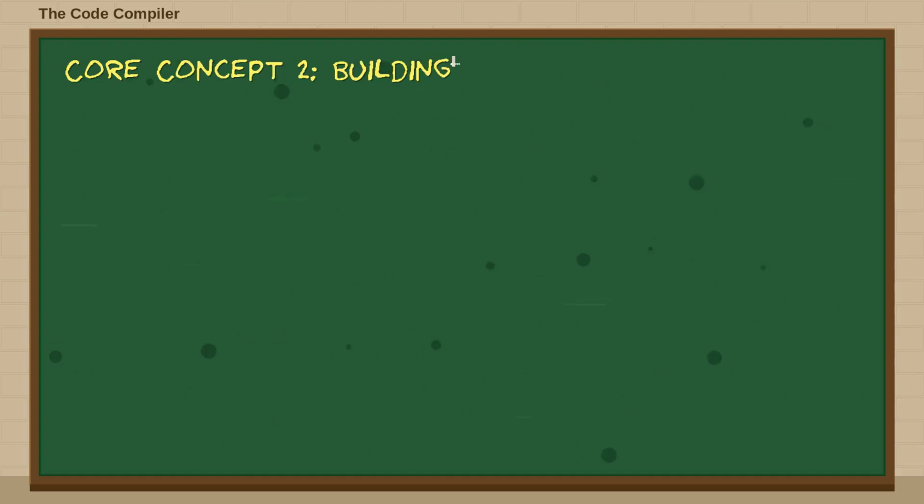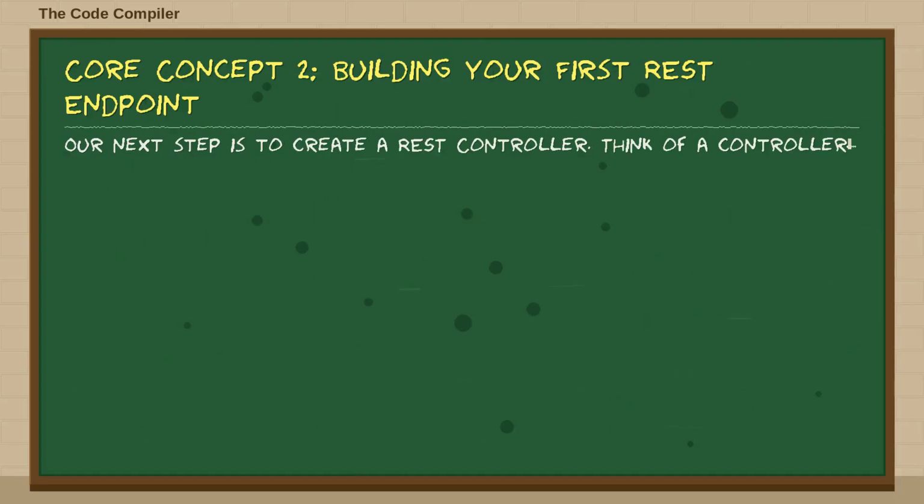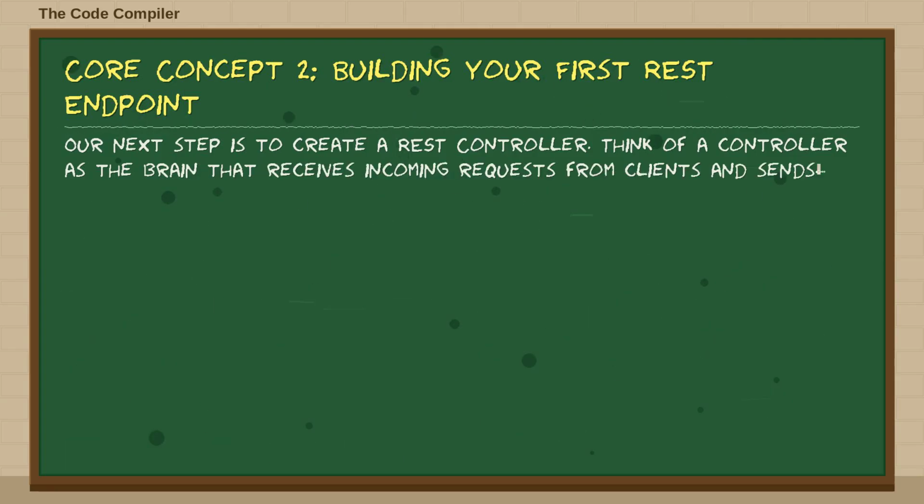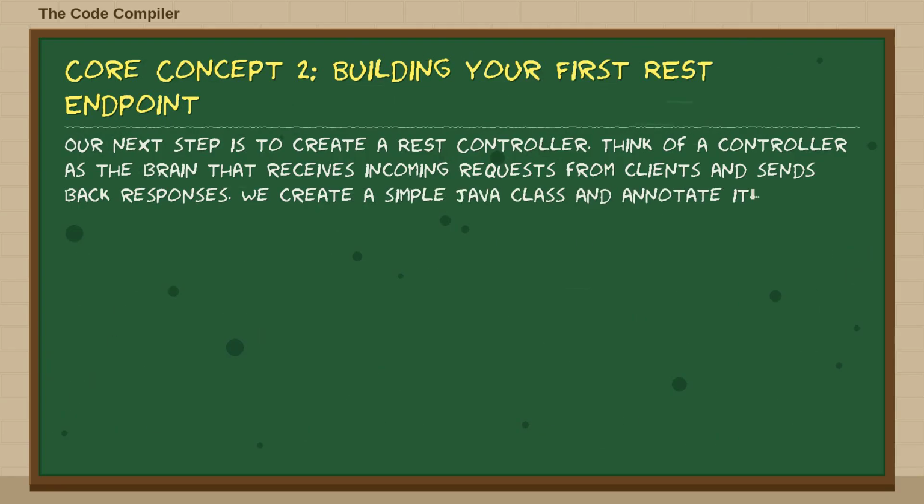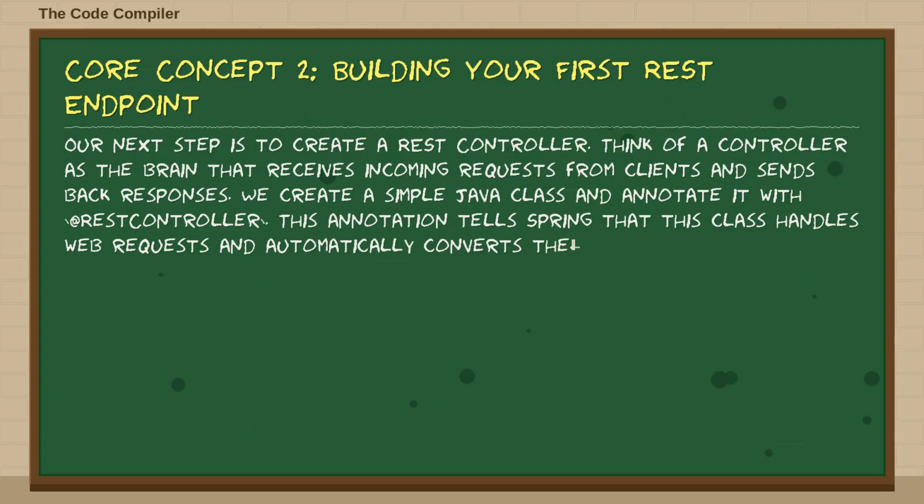Our next step is to create a REST controller. Think of a controller as the brain that receives incoming requests from clients and sends back responses. We create a simple Java class and annotate it with @RestController. This annotation tells Spring that this class handles web requests and automatically converts the return values into a format like JavaScript object notation or extensible markup language.